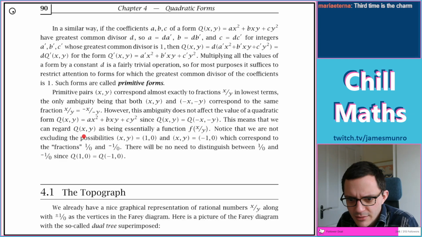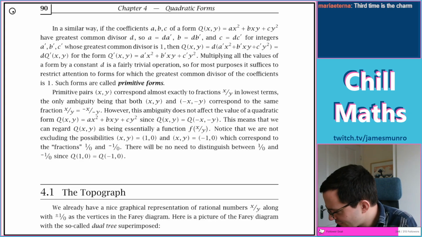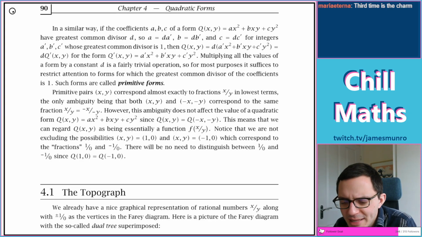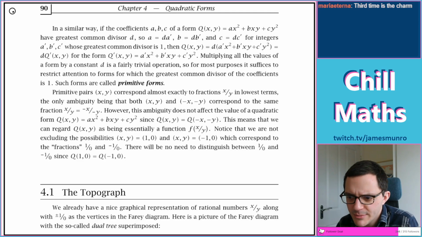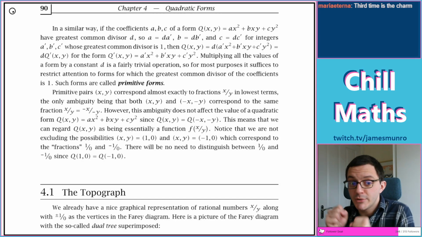Okay. Being a function, for this thing there is a function x over y. Probably a times that thing squared plus b squared or something. We're not excluding those which correspond to the fractions 1 over 0 and minus 1 over 0. So if someone shows you a fraction, and you say, well, I can't really put that in my quadratic form, I need 2 numbers, and they say, fine, let me just split my fraction into 2 numbers. Now you can put it in your quadratic form.